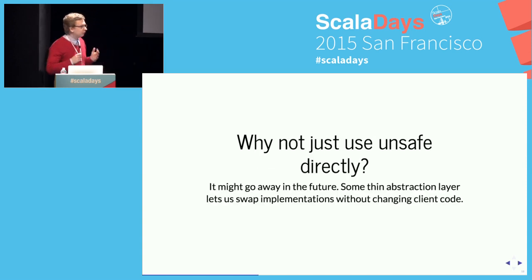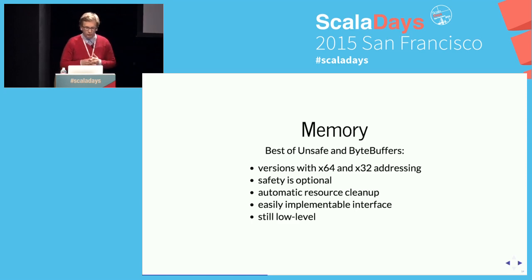Okay, so a question: why not just use Unsafe directly? Unsafe is fast, so let's just build on top and be happy. Why not do this? The answer is very simple: Unsafe is actually a JDK internal API, and it might or might not disappear in the future. That's why we need a very thin layer on top, to be able to swap implementations of memory. If Unsafe, in fact, goes away, we will not be able to use it. Or if some other nicer abstraction like a byte buffers 2.0, or I don't know what, comes up, we will be able to implement an instance of Memory without changing any of the client code. So it's mostly to future-proof our tools. To sum up, we have this Memory trait, which is very much a mix of Unsafe and byte buffers.